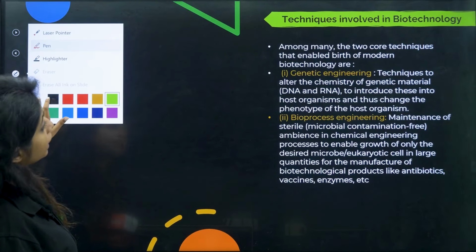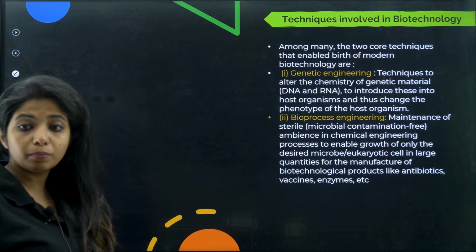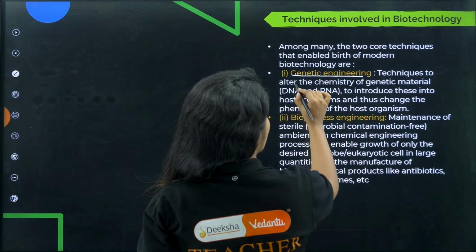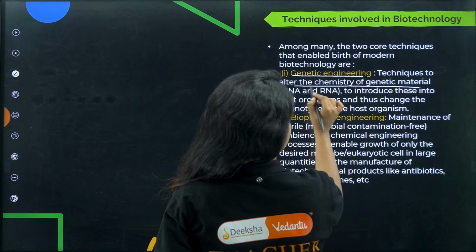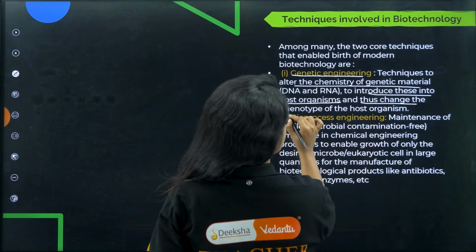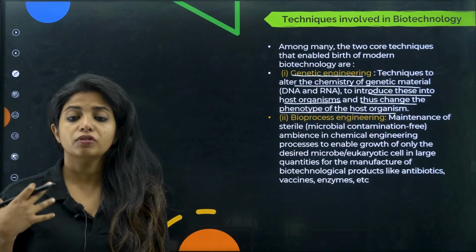Okay, now going ahead. There are two techniques involved in biotechnology. Among many, the two core techniques that enable the birth of modern biotechnology, the first is genetic engineering. What do you mean by that? Techniques to alter the chemistry of genetic material, DNA or RNA, to introduce these into host organisms and thus change the phenotype of the host organism. What do you mean by phenotype? Basically, the physical appearance or physical character.